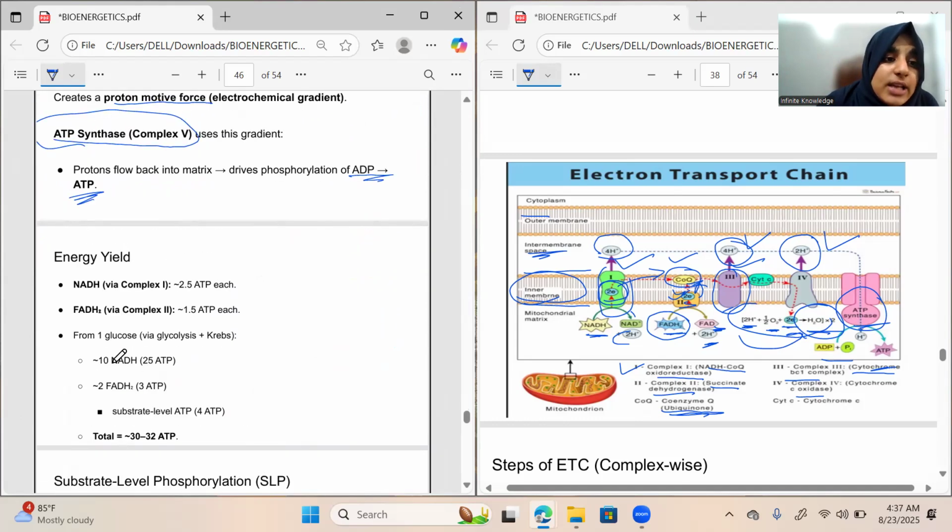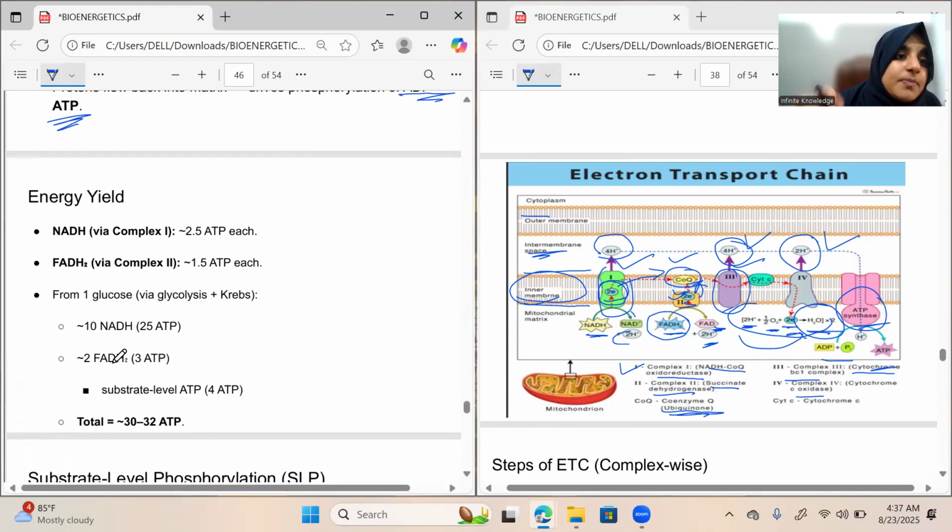All right, now what happens to the energy yield? This is a thing that you need to learn because if you want to understand the whole basics behind it, there's actually a whole molecular mechanism behind how NADH produces 2.5 ATP and how FADH produces 1.5 ATP. That is related to the MBBS level, so you don't need to remember it right now. You just need to remember that NADH produces 2.5 ATP and FADH produces 1.5 ATP each.